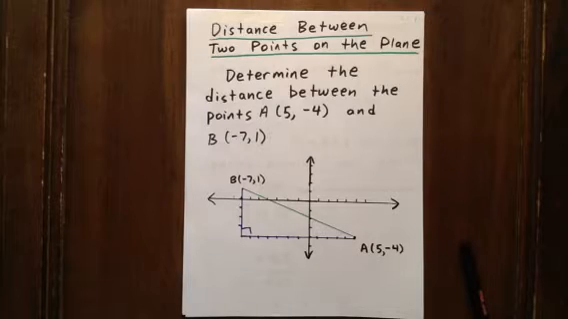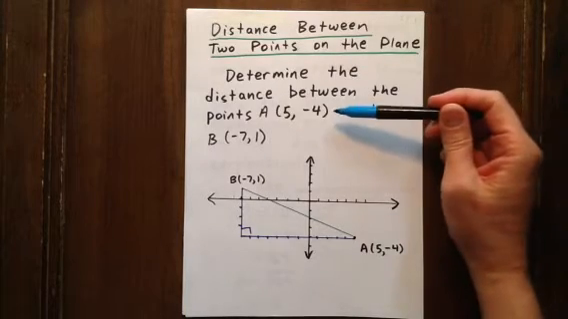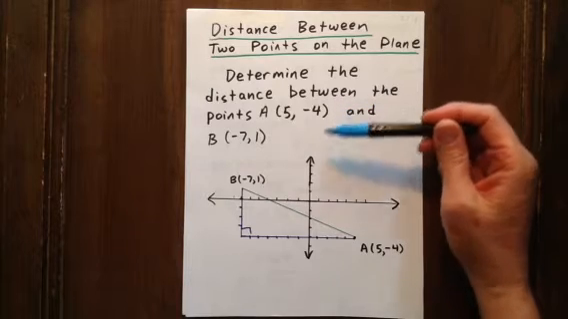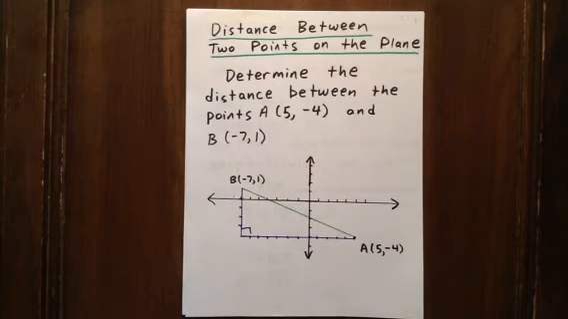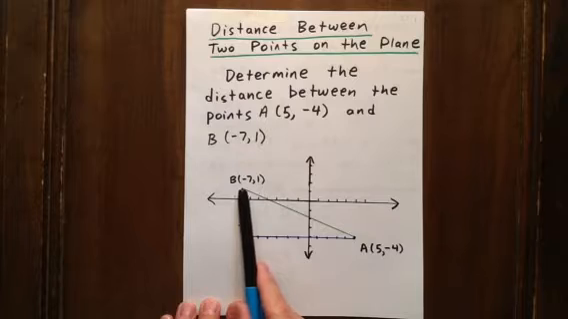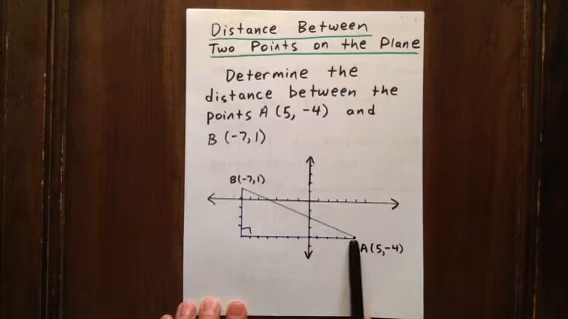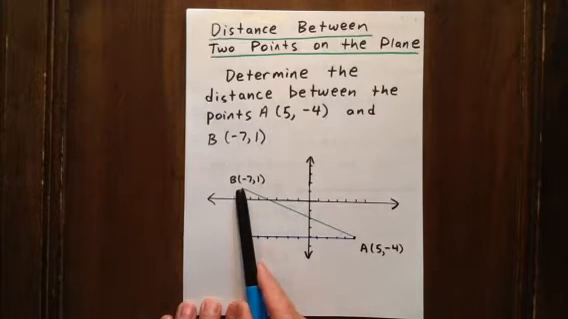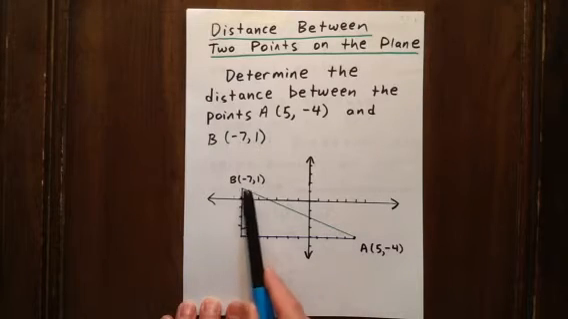In this lesson, we're going to determine the distance between 2 points when one of them isn't the origin. So let's take, for example, this question. Determining the distance between the points A (5, -4) and B (-7, 1). What we're really asking for is the length of that green line. There's the point B, and there's the point A, and we'd like to know the distance of that line.